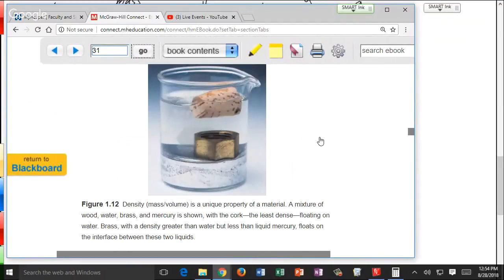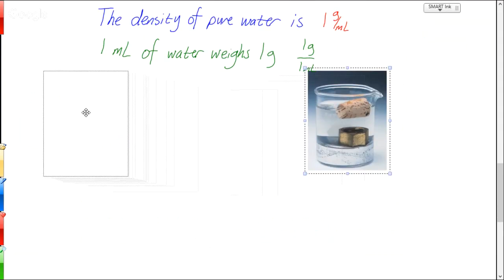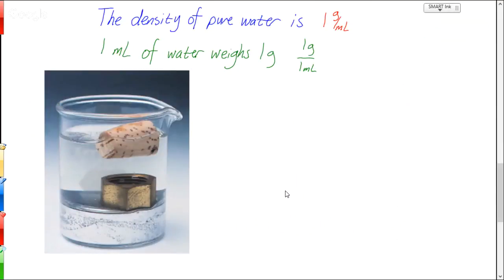All right, so here's a neat picture of a few things all together. You've got some wood, water, brass, and mercury, and cork. I think cork is the wood, yeah. So the water is here in the middle with a density of 1. And we can say some things about the densities of the other materials just by what's happening to them in this beaker. So if the water density is 1 gram per milliliter, what would we say about the density of the brass? It has a higher density because it's sinking, right? It's going down in the water. So we would say that that brass has a greater density than 1.